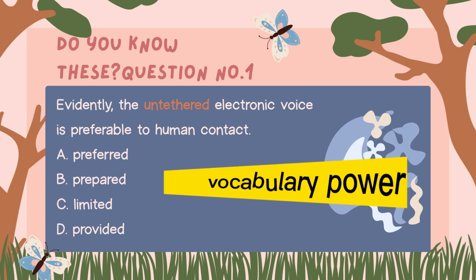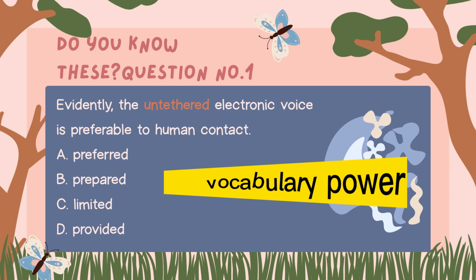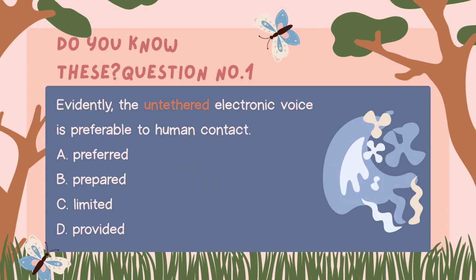Before we start learning our lesson today, let us increase our vocabulary by giving the meaning of the difficult word found in each statement. If you are ready with your paper and pen, here is statement number 1. Evidently, the untethered electronic voice is preferable to human contact. A. Preferred. B. Prepared. C. Limited. D. Provided. Write the letter of the correct answer on your paper. Go!